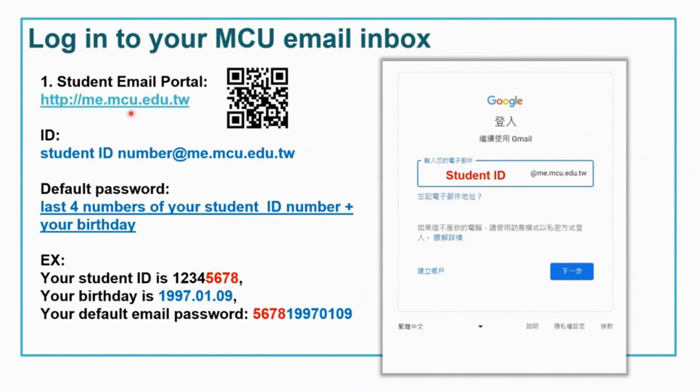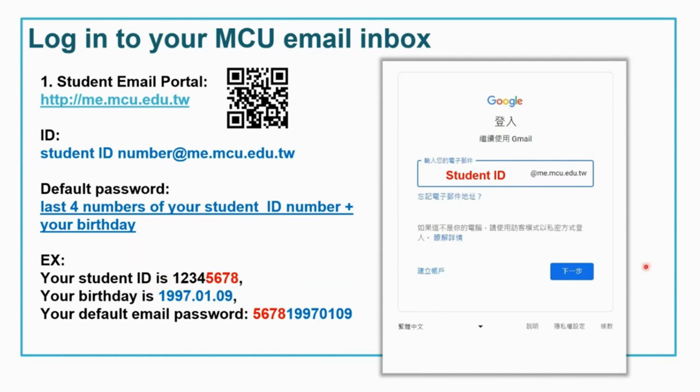Here is the school email login link. You just click this link, or you can Google search the domain name. You will get to the Google login page, and in the blank, please enter your student ID and then click next. If you didn't change your password for this school email, please follow the default password rule to log into your school email. Your school email default password is the last full number of your student ID and your birthday.